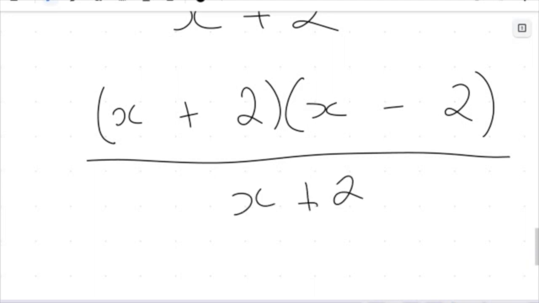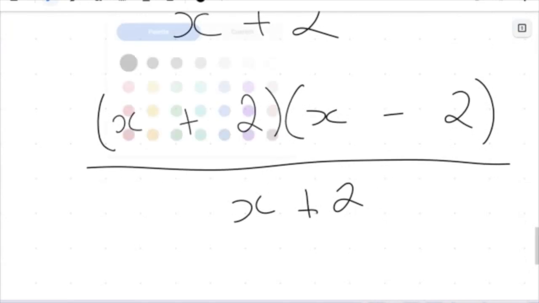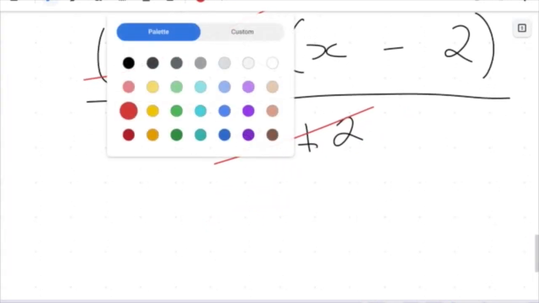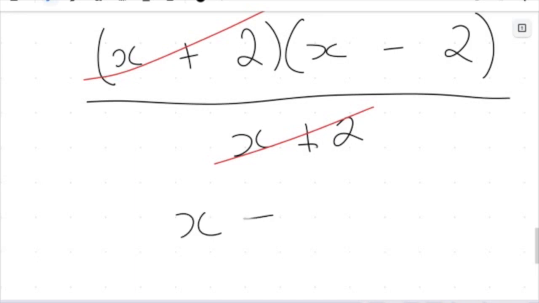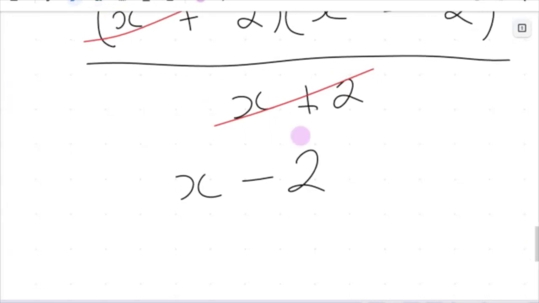So this x plus 2 on the bottom stays. And now we just want to see, do we have any similarities top and bottom? And we can see we have an x plus 2 here and an x plus 2 down here. These are going to cancel each other out, leaving us with x minus 2 over 1, because these just cancel out to 1. But anytime I divide a number by 1, that just gives us the number itself. So our answer here is x minus 2.